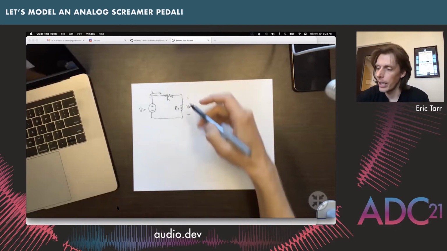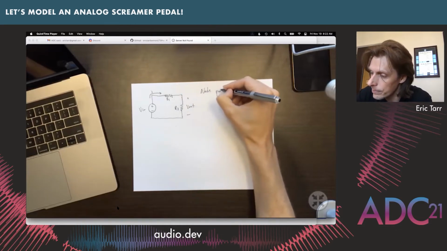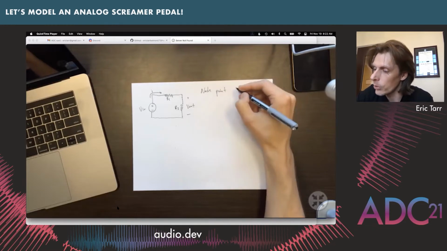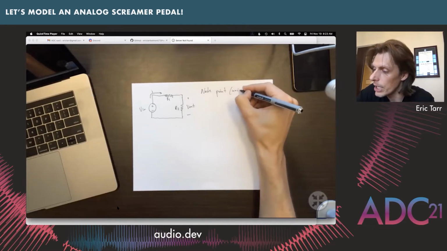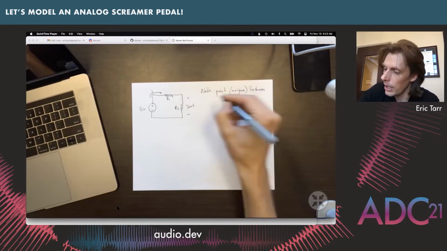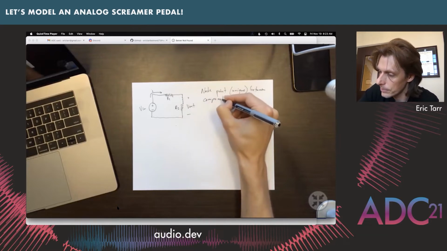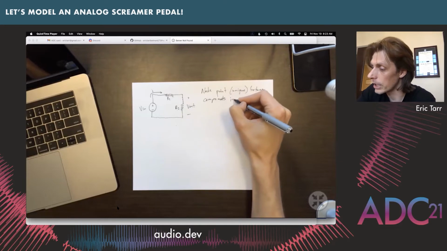That's just a node is a point that we want to uniquely define between components in the circuit.